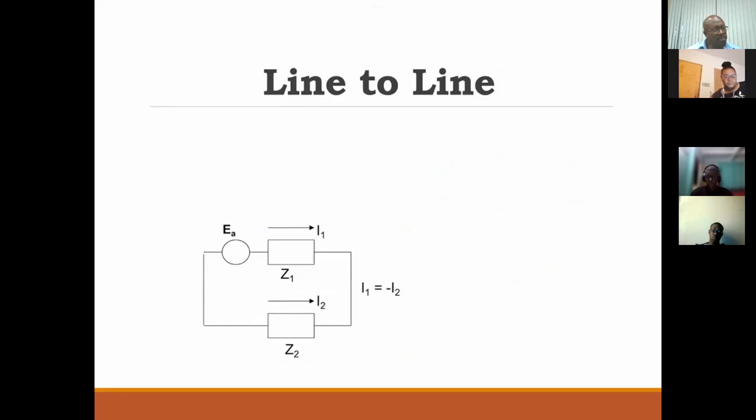And then finally, for your line to line, we have here the positive and negative in parallel. Of course, there's no zero sequence flowing because we assume here that this is a B to C fault. But as you would appreciate, any two lines could have come in contact with each other.